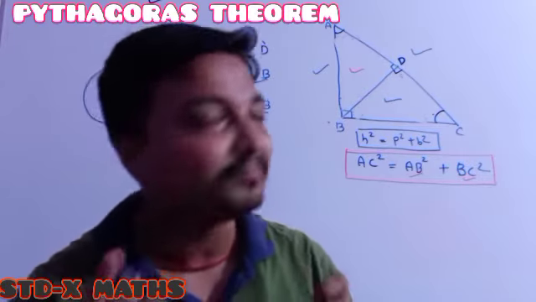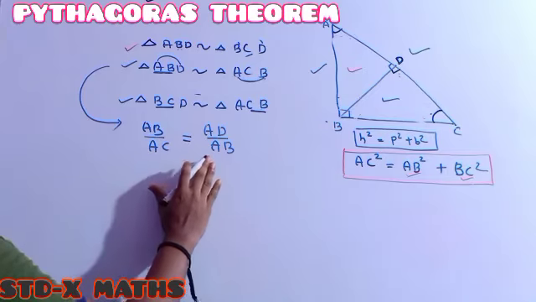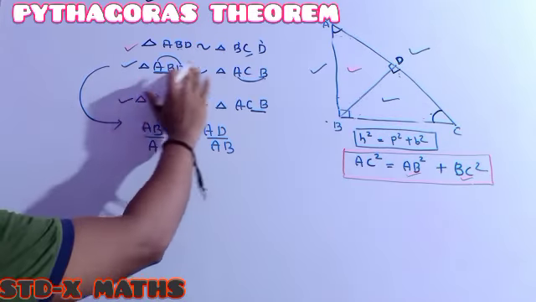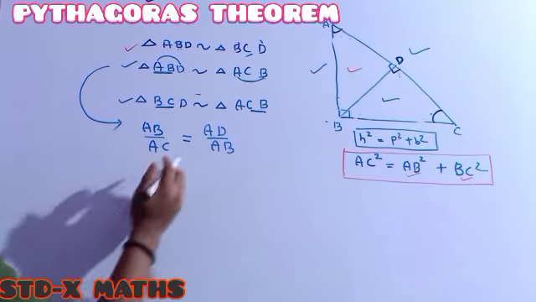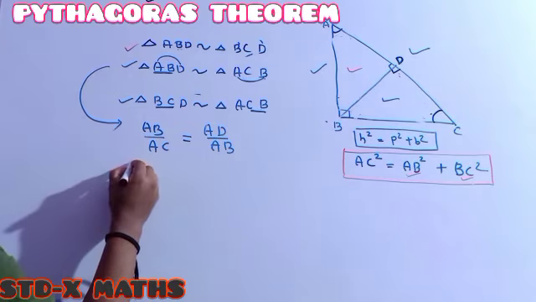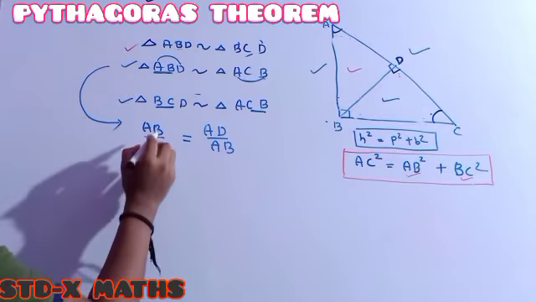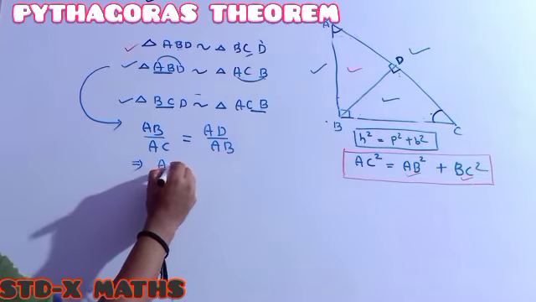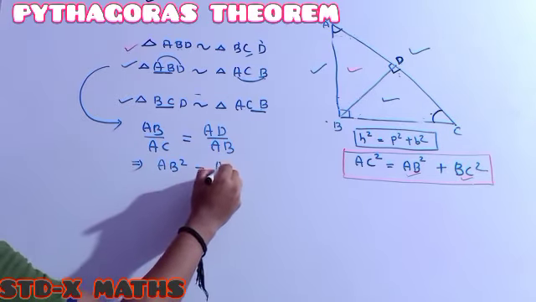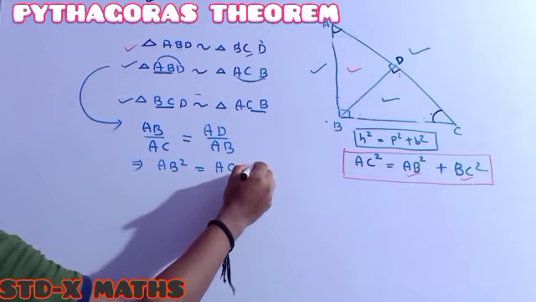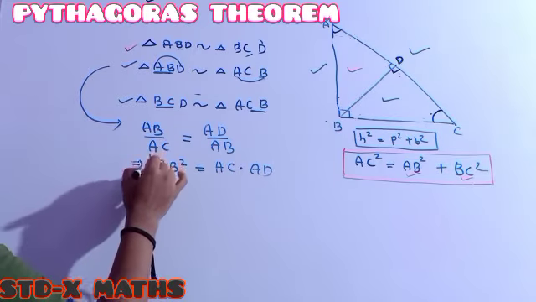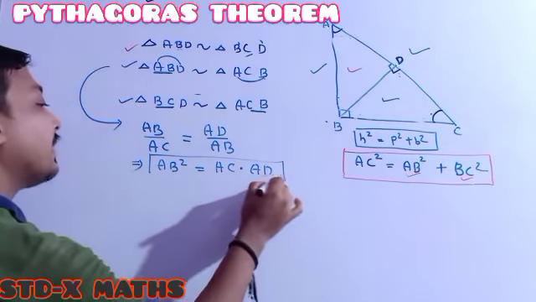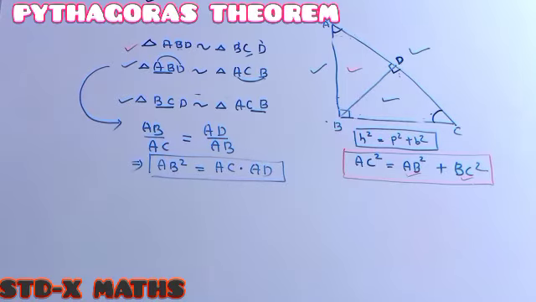Perfectly got or not? Just like we got the AB square from these two sides. See, here it is AB, here it is AB. So it gives us AB into AB, which is equal to AB square is equal to AC into AD. So we have already got the AB square.